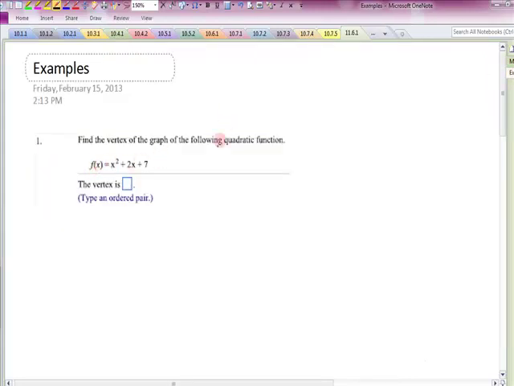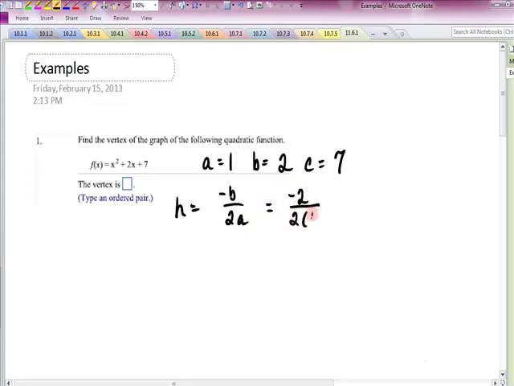This is general form. A is 1, B is 2, C is 7. We really don't need 7 the way we're doing this problem. H is equal to, the formula is negative B over 2A. That's the opposite of B, negative 2, over 2 times the A value, which is 1. It's negative 2 over 2, which is negative 1. That's the first coordinate, the h of my vertex.